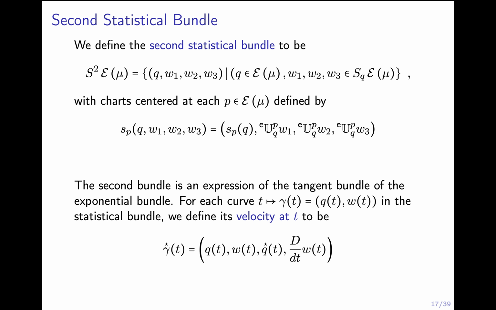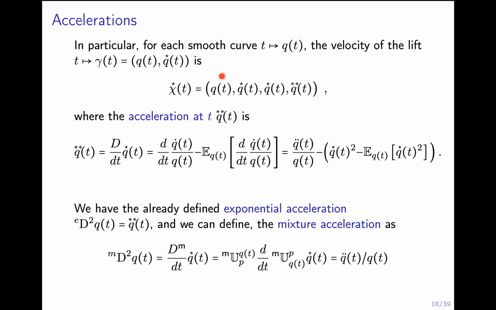Okay, we can also define a second statistical bundle, which is the tangent bundle of the exponential bundle. So in this case, we have 4 elements, again the point and the vector, and then we have 2 other vectors, which are parameterized in the same way through the exponential transport. This is useful for us when we want to discuss acceleration. Indeed, in this case, what we will do is consider a curve, the velocity, and then again the velocity and the acceleration, and this corresponds to the proper definition of acceleration through the covariant derivative.